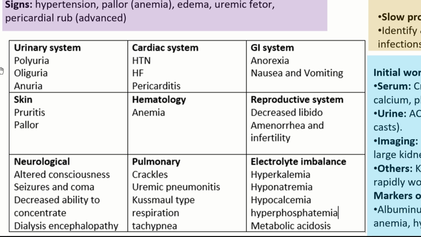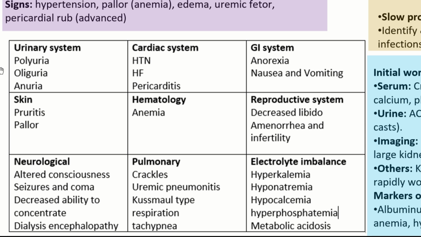Anemia is going to be caused by very many things. It could be caused by iron deficiency, by lack of erythropoietin, by increased destruction of red blood cells because of the urea, and again by increased destruction of red blood cells because of the dialysis. So many things are going to contribute to the anemia in these patients.